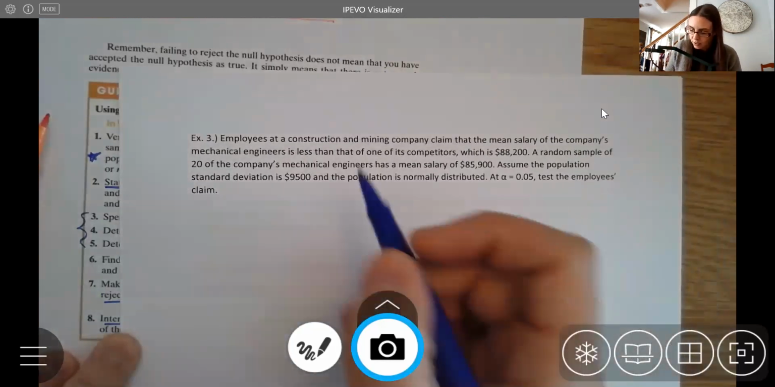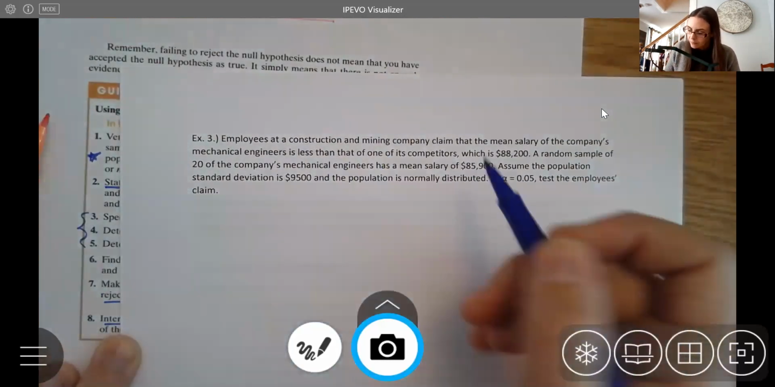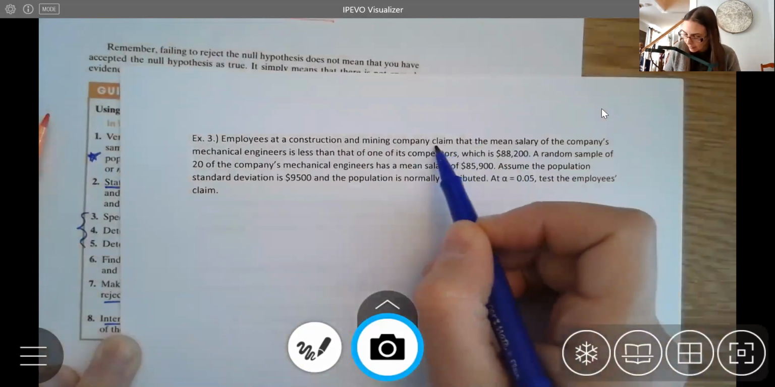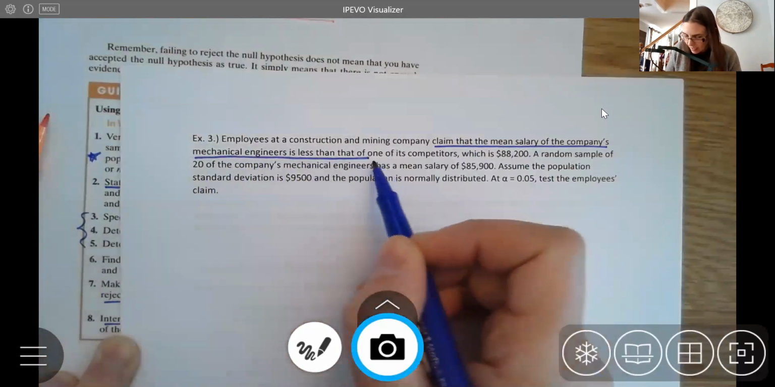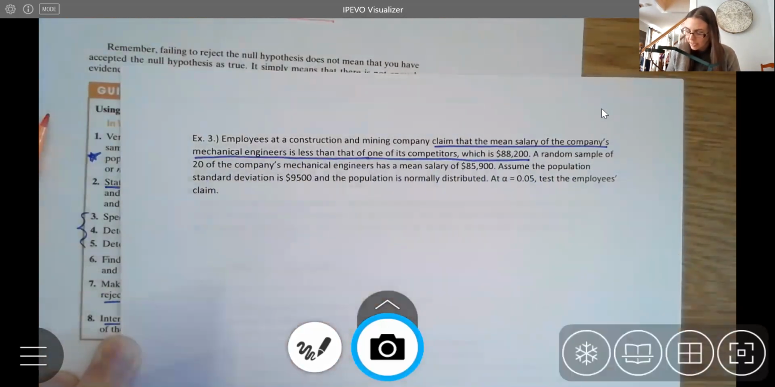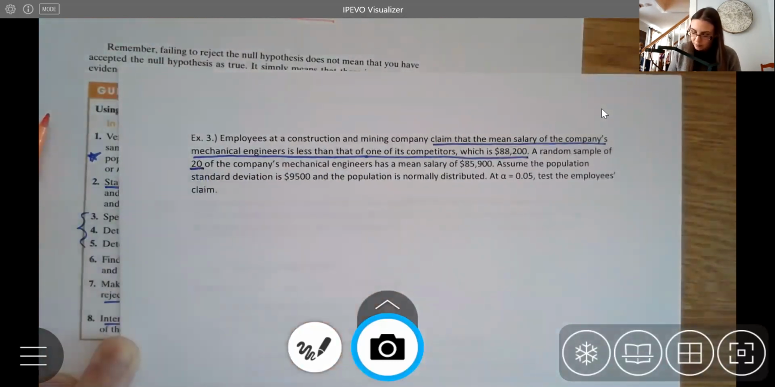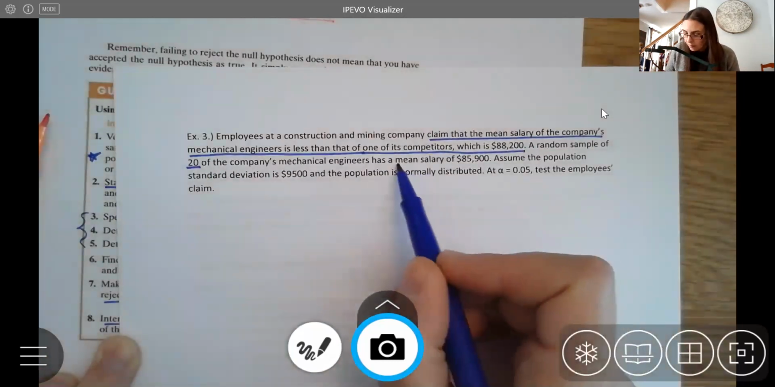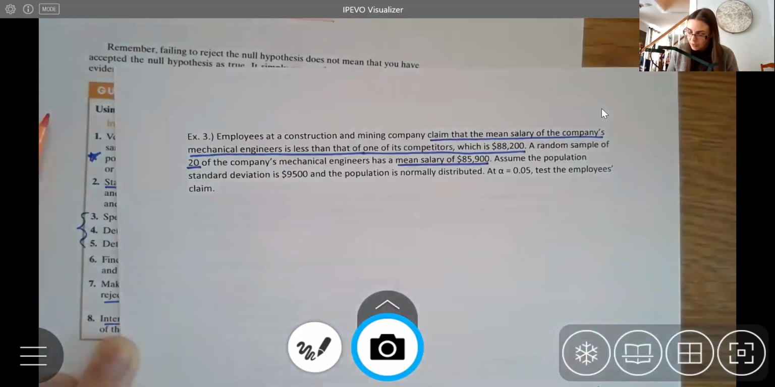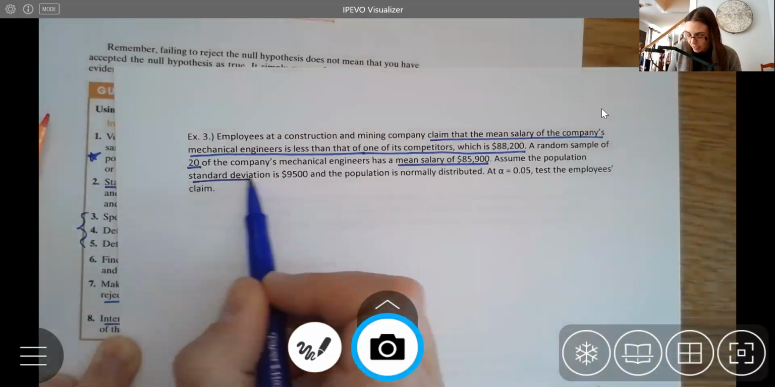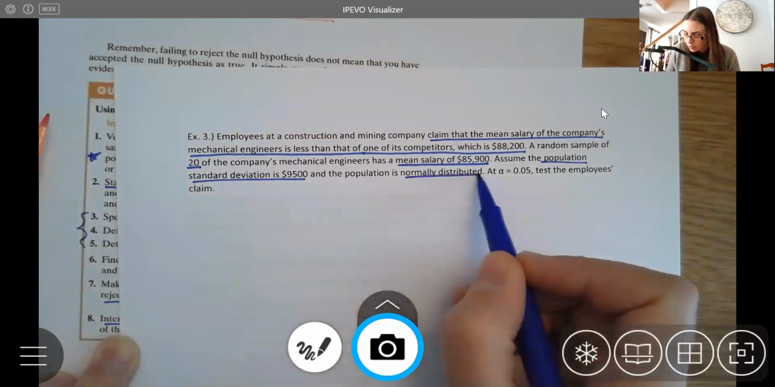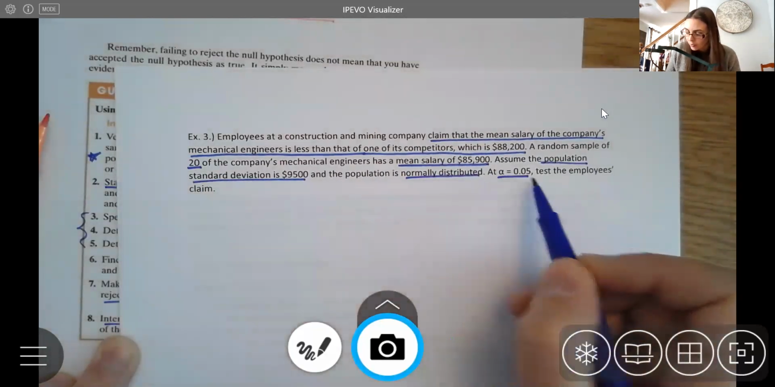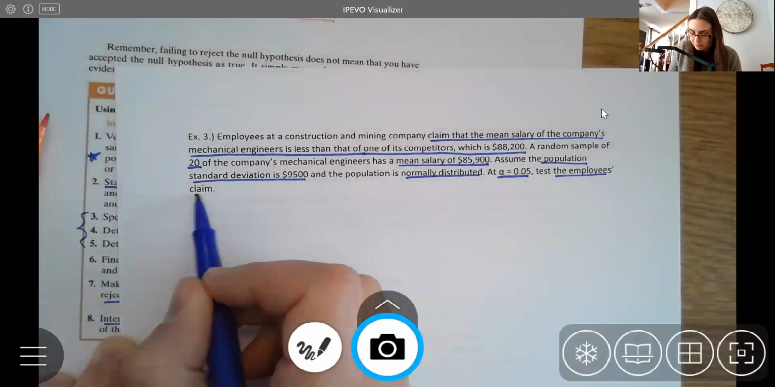It says, employees at a construction and mining company claim the mean salary of the company's mechanical engineers is less than that of one of its competitors, which is $88,200. A random sample of 20 of the company's mechanical engineers has a mean salary of $85,900. Assume the population standard deviation is $9,500 and the population is normally distributed. At alpha equals 0.05, test the employees' claim.